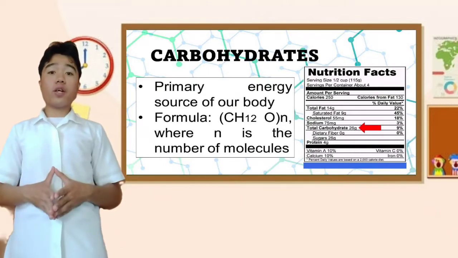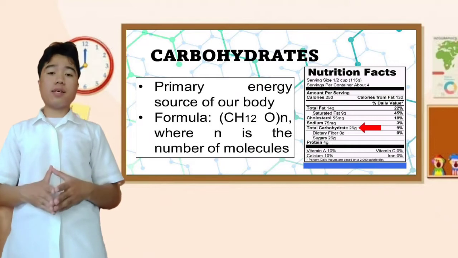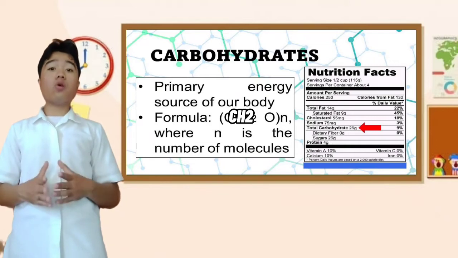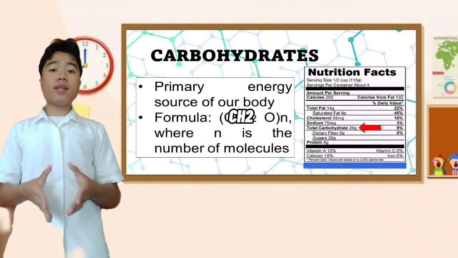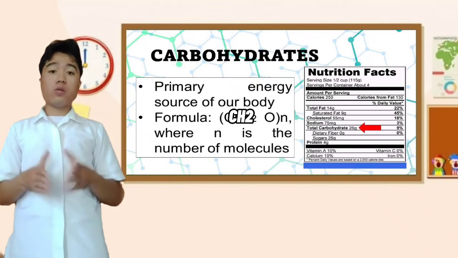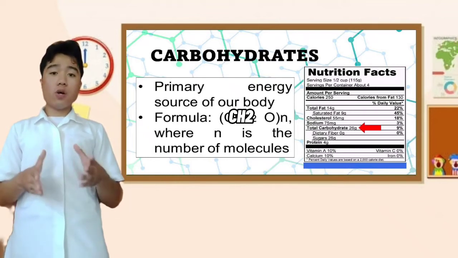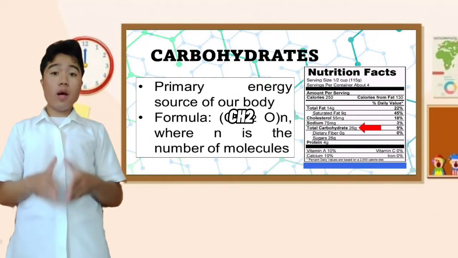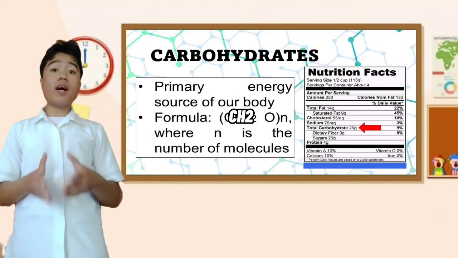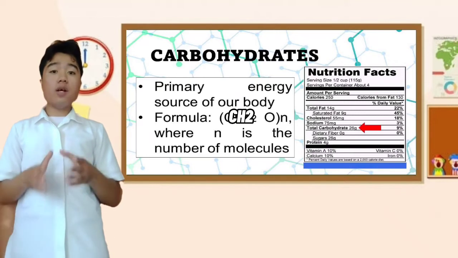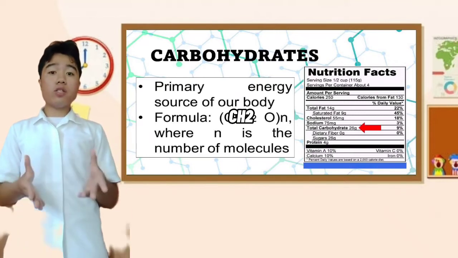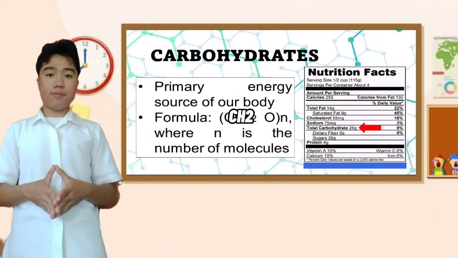The formula for carbohydrates is (CH2O)n, where n is the number of molecules. So n represents integers. For example, n is equal to 2. You can multiply it by the number of hydrogen atoms inside, which is 2. So if you multiply it, the hydrogen atoms will become 4.